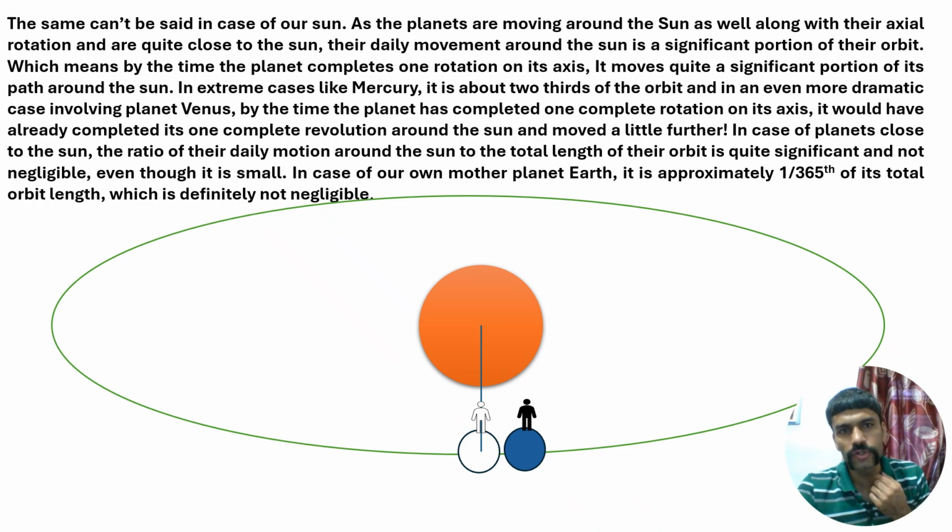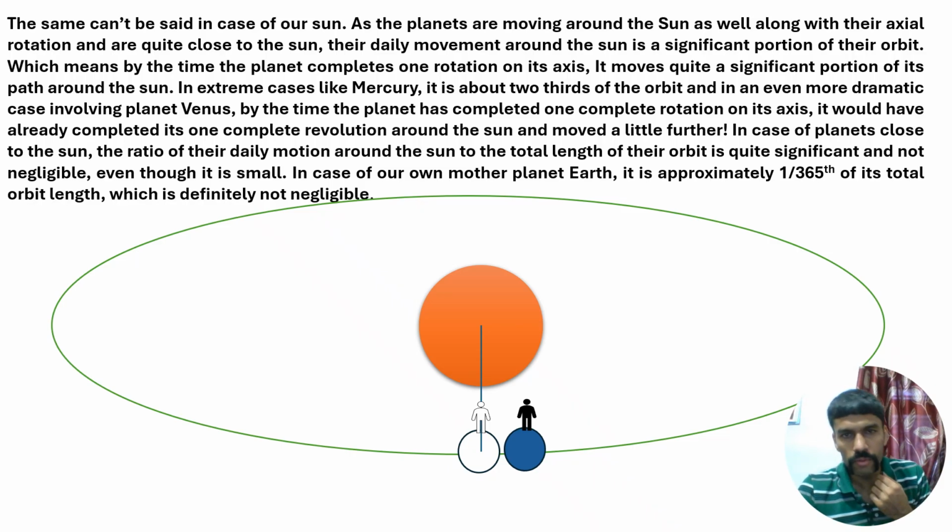sun. In extreme cases like Mercury, it is about two-thirds of the orbit, and in an even more dramatic case involving the planet Venus, by the time the planet has completed one rotation on its axis, it would have already completed its one complete revolution around the sun and moved a little further. In the case of planets close to the sun, the ratio of their daily motion around the sun to the total length of their orbit is quite significant and not negligible, even though it is small.